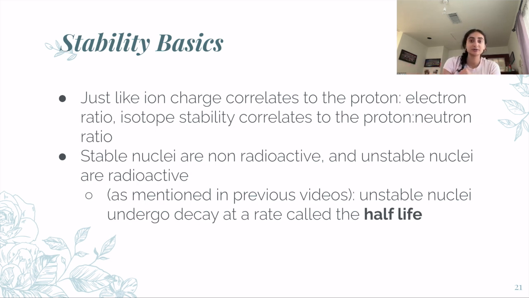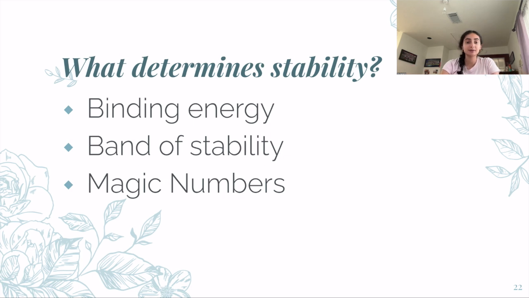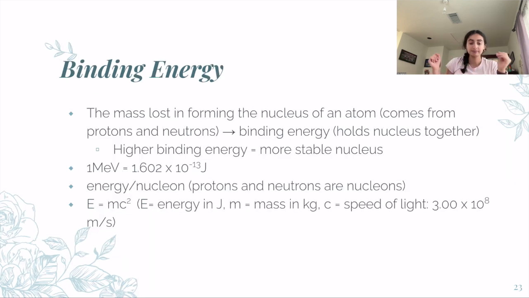A stable isotope like carbon-12 is not going to spontaneously decay versus something more unstable like carbon-14 is more likely to decay. And as I talked about in the previous video, the rate at which any nuclei decay to half of their amount is called the half-life, and unstable nuclei have a smaller half-life than stable nuclei. Okay, so the three factors I'm going to be talking about today are binding energy, the band of stability, and magic numbers. So first, binding energy.